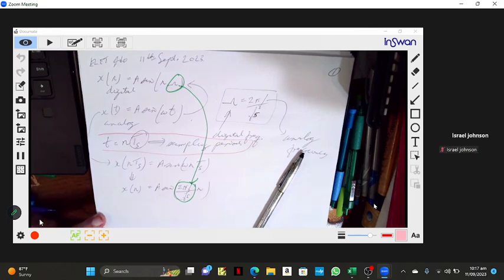Any other questions? What's the maximum value of F? What's the maximum value of little f?